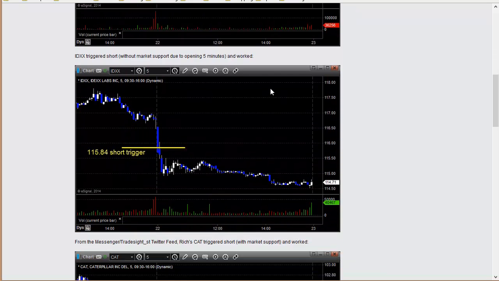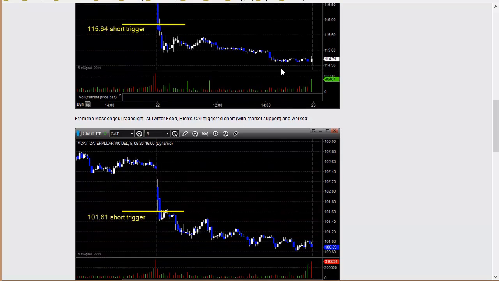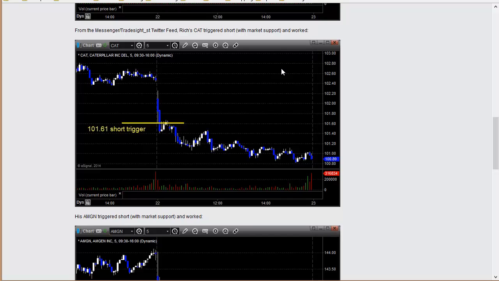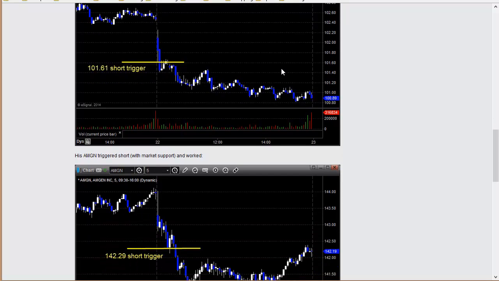We had a trade call off the daily charts of IDXX. That's a $115 stock that triggered early. You can see that one worked for a couple of points to the downside all day, never put you at risk. We had a short call on Caterpillar that triggered about 10 minutes in when the market started to break. So that one never put you at risk all day.